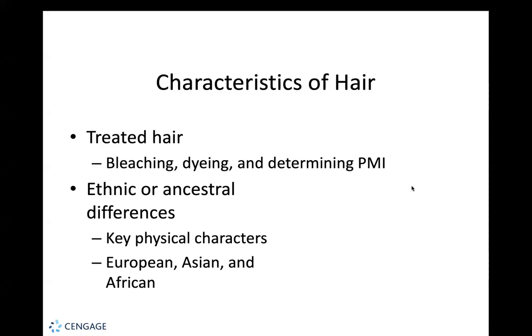You can also look at ethnic or ancestral differences. There are key physical characteristics that are different. European, Asian, and African are some examples of where you can see some of these differences.